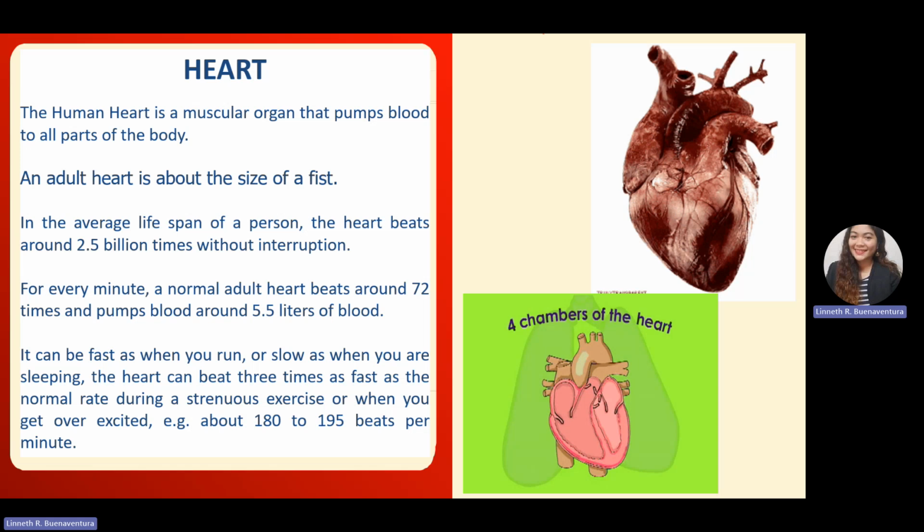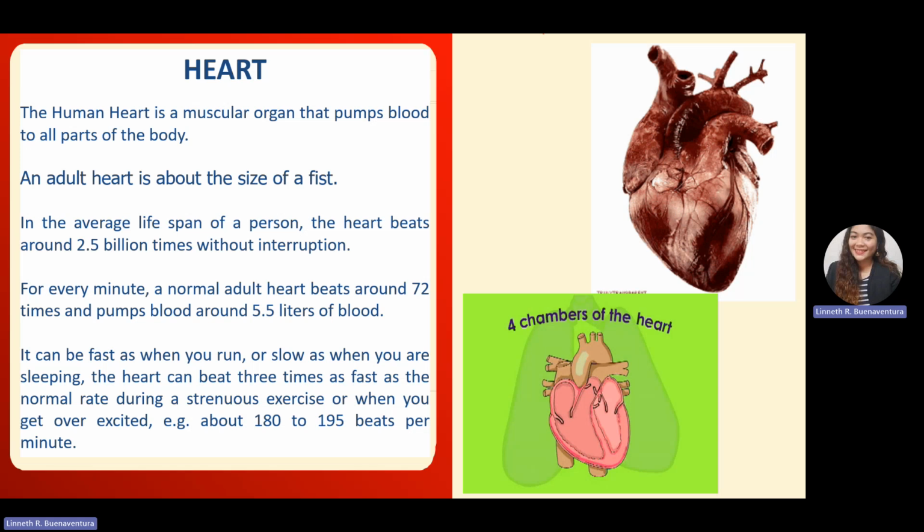Over the average lifespan of a person, the heart beats around 2.5 billion times without interruption, even when we are sleeping. Every minute, a normal adult's heart beats around 72 times and pumps around 5.5 liters of blood. So that's how blood works for the circulatory system.